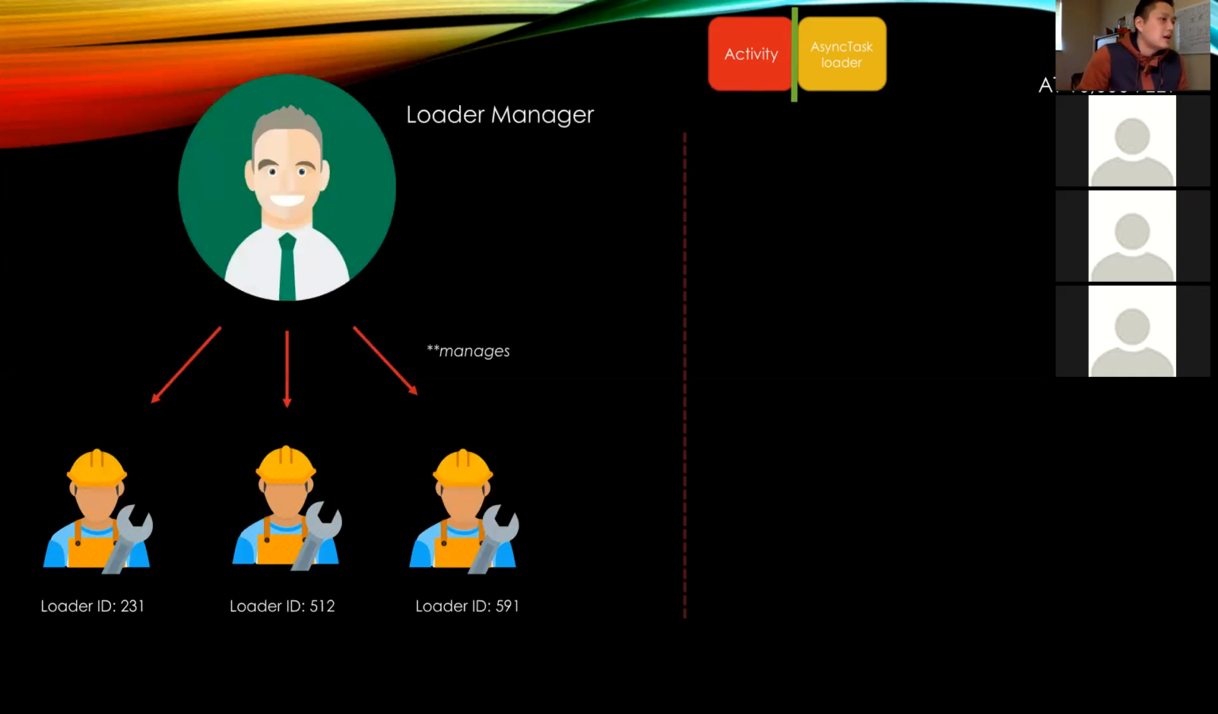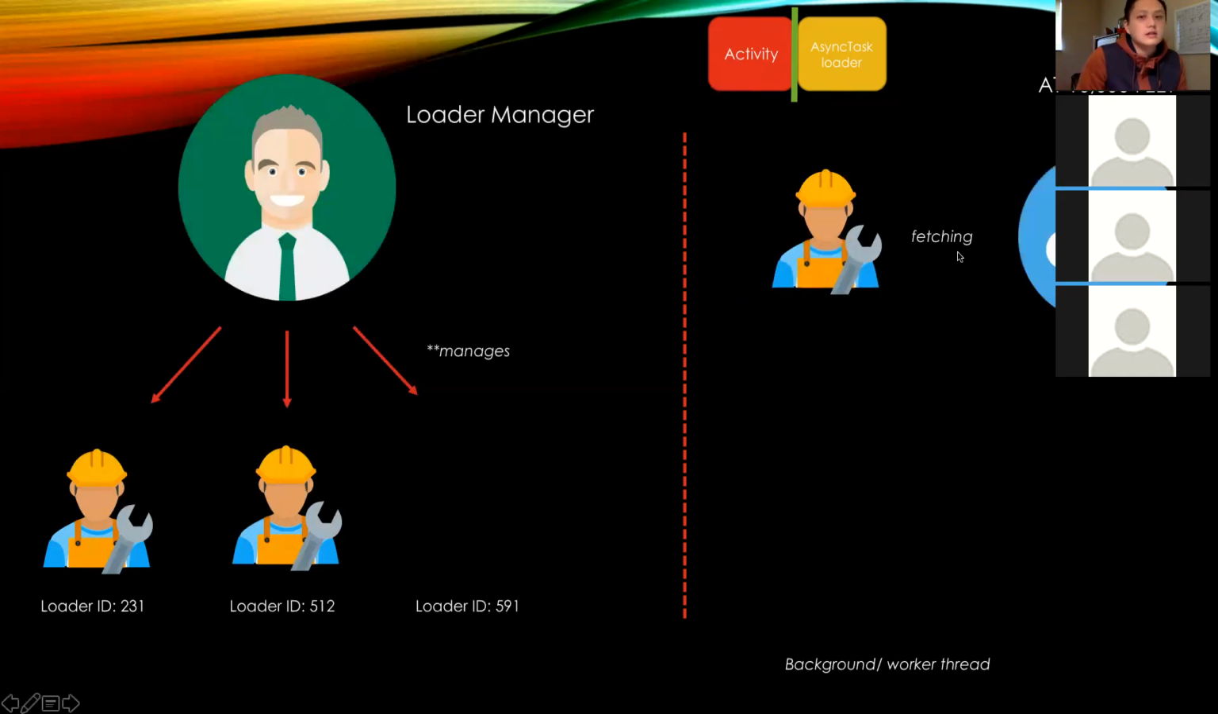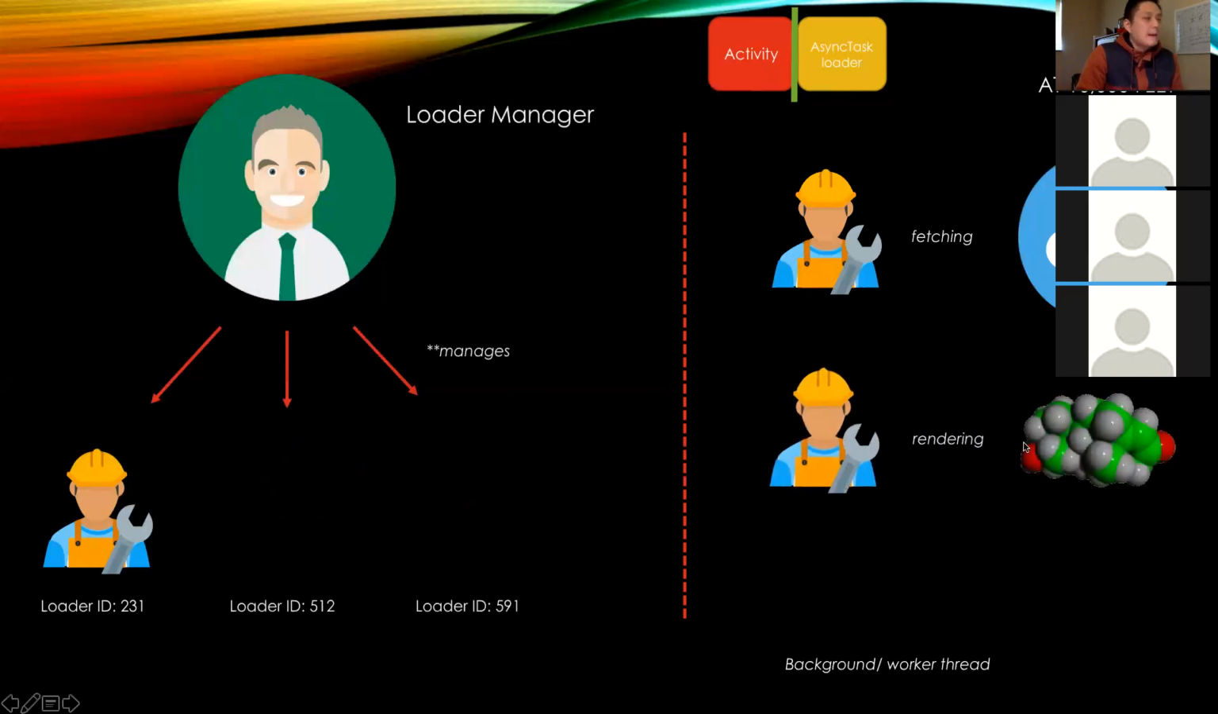Okay. Now, you've got this background task here, right? And this guy can go off and say, "Hey, rendering this." And this guy can go off and render this. What I'm trying to show here is that in an activity, although it might not be a good practice, you can have several loaders working for you. And these loaders are managed by this loader manager. Okay, so you don't actually, how do you say it, you don't actually own the loaders.